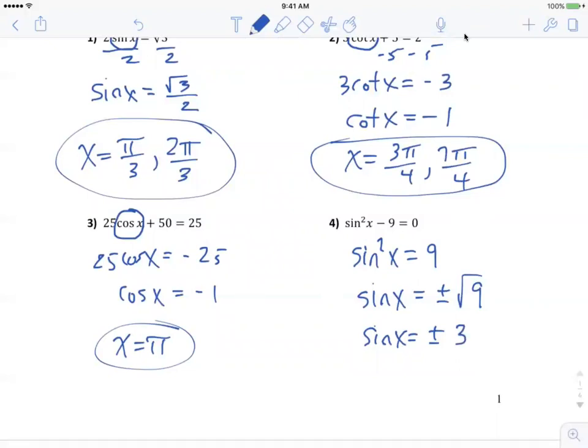Ooh, but is there any place on the unit circle where the sine is 3? The answer to that is no, because this number always has to be less than 1 or greater than -1 for there to be an angle. So this one has no solution.